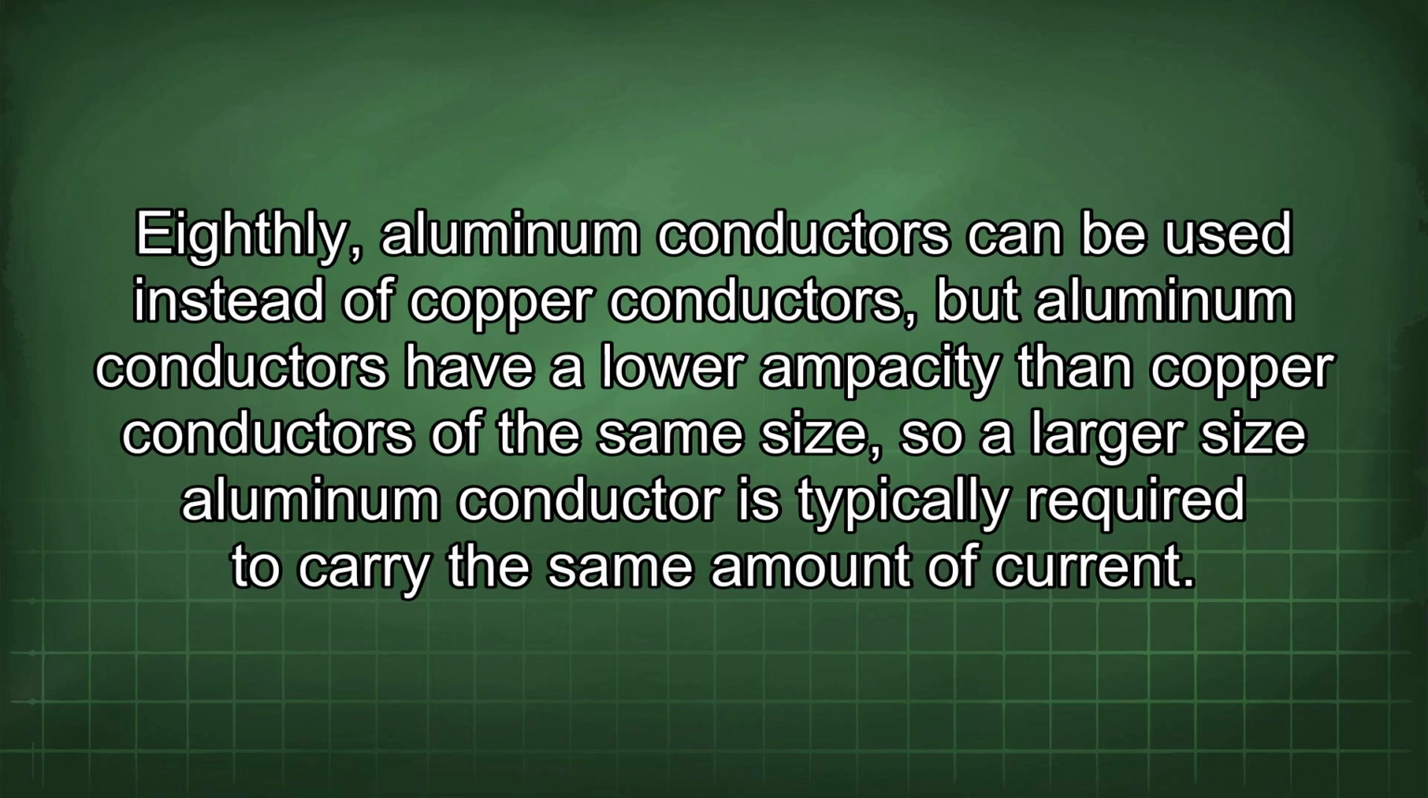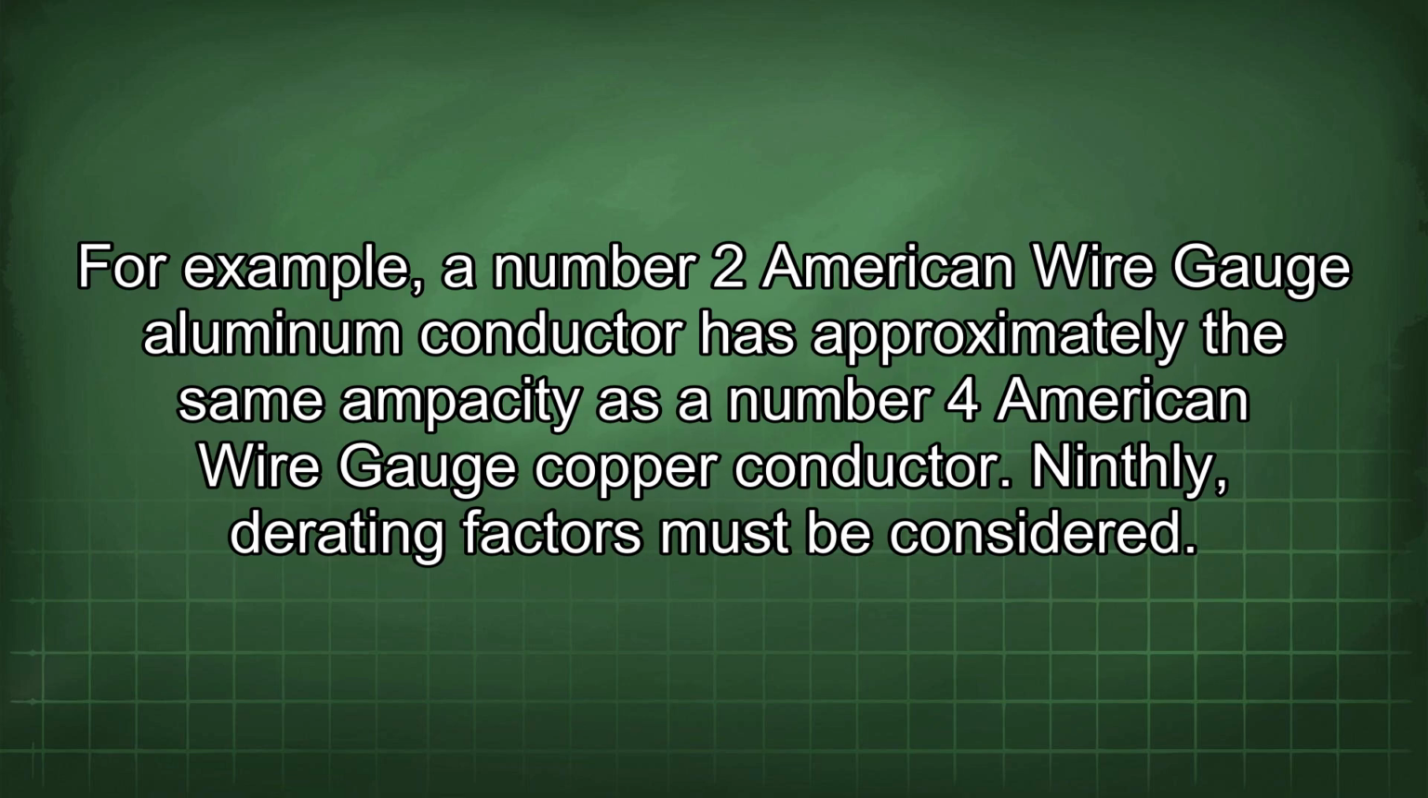Eighthly, aluminum conductors can be used instead of copper conductors, but aluminum conductors have a lower ampacity than copper conductors of the same size, so a larger size aluminum conductor is typically required to carry the same amount of current. For example, a number 2 American wire gauge aluminum conductor has approximately the same ampacity as a number 4 American wire gauge copper conductor.